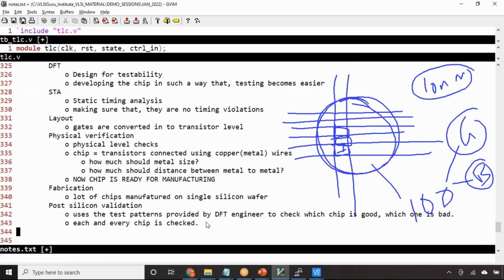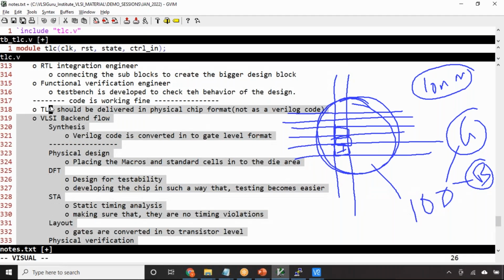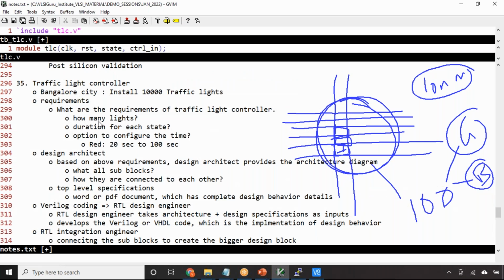Now, this being a small project, it can finish in 1 week's time. We can finish this whole thing in 1 week.